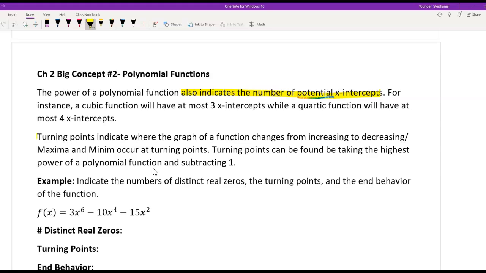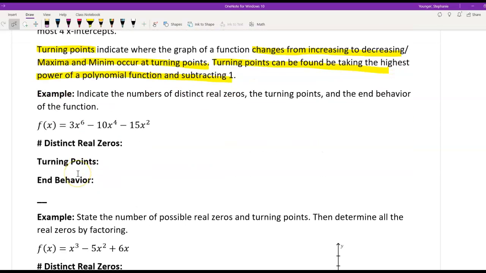Turning points, and I referenced this in class a couple weeks ago, indicate where the graph of the function changes from increasing to decreasing. It also is where the maxima and minima occur at those turning points. So turning points can be found by taking the highest exponent or the power of that polynomial and subtracting by 1. So let's look at this example right here.